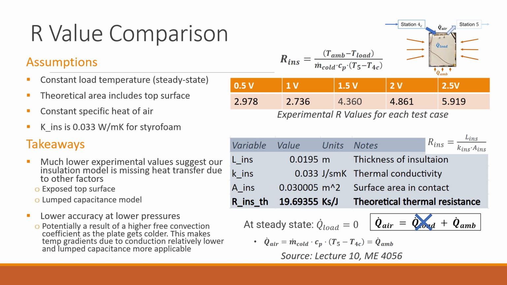In addition, that top surface, since it's not being insulated, we are neglecting the convection that's happening at that surface. So that leads to much lower R insulation values and a model that is not super accurate for the client. And the client should consider looking into a model for this convection at the top surface if they want to accurately model the resistance.